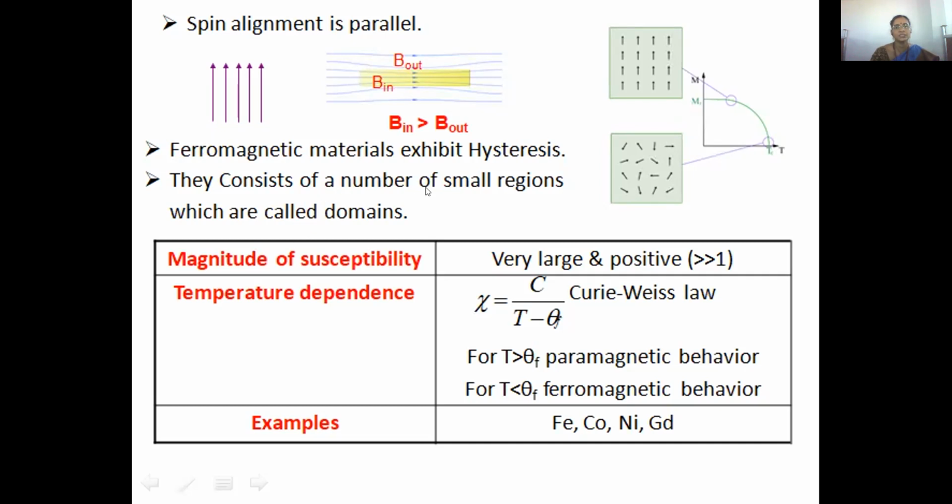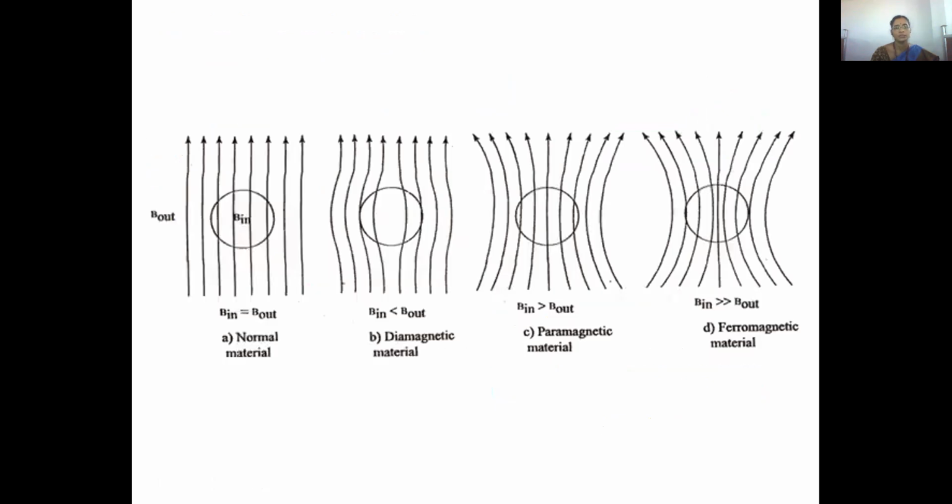Ferromagnetic materials exhibit hysteresis. They consist of a number of small regions which are called domains. Magnitude of susceptibility is very large and positive. That's why we call it spontaneous magnetization. Temperature dependence is chi equals C by T minus theta F, following Curie's law. Above theta F, it is paramagnetic behavior. Below theta F, it is a ferromagnetic material. That means at low temperature, it shows spontaneous magnetization. Examples: iron, cobalt, nickel, gadolinium, etc.